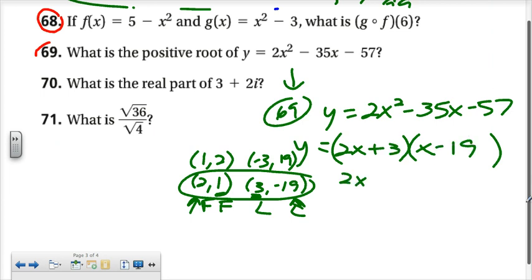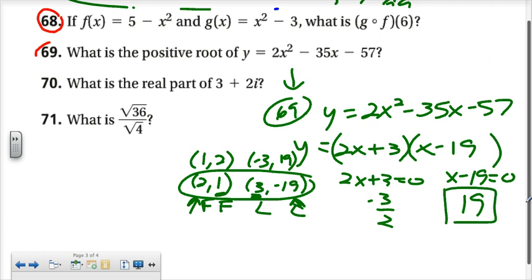So when we go for the zeros in this one, one will come out to negative 3/2. They didn't want that one. They want the positive one. So x minus 19 equals 0, 19. That's our positive zero. So again, you could just put it into your calculator, graph it, and then find the zeros, especially if it's a multiple choice problem. That's it for this section.